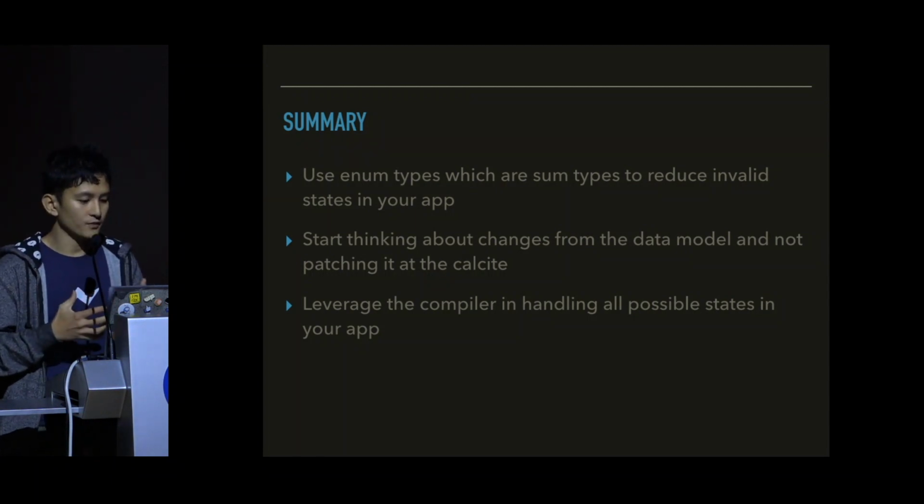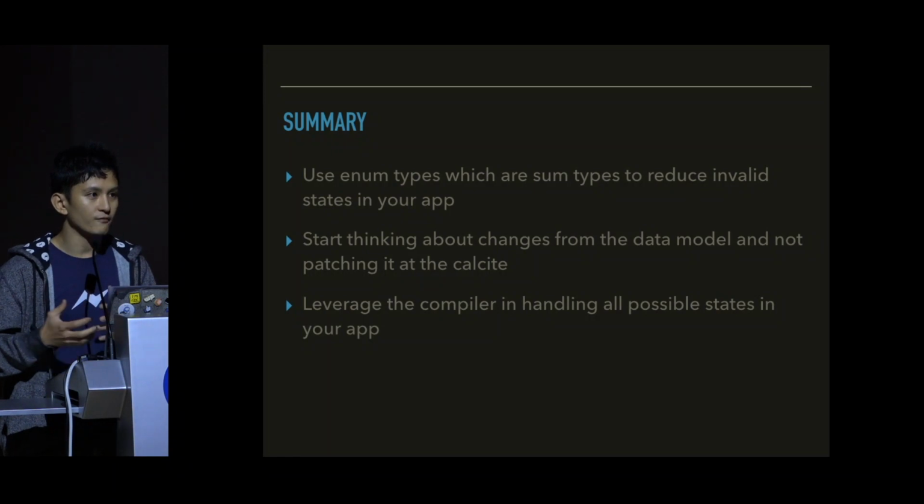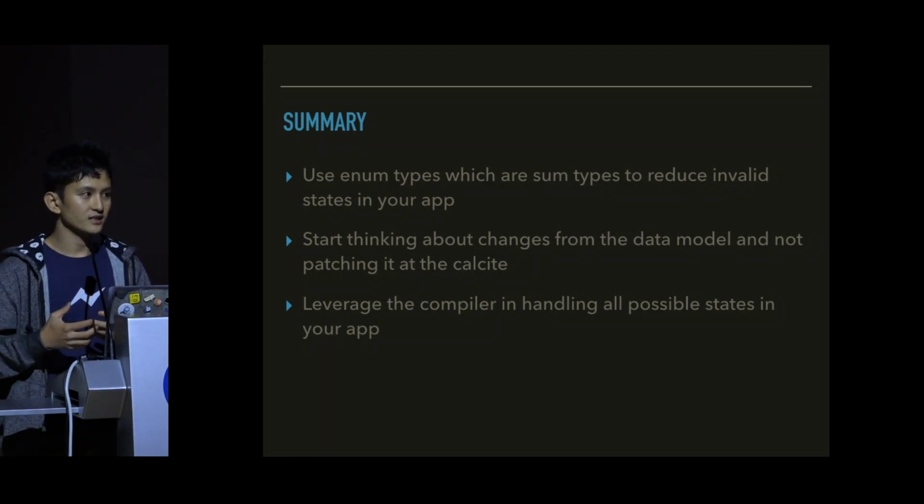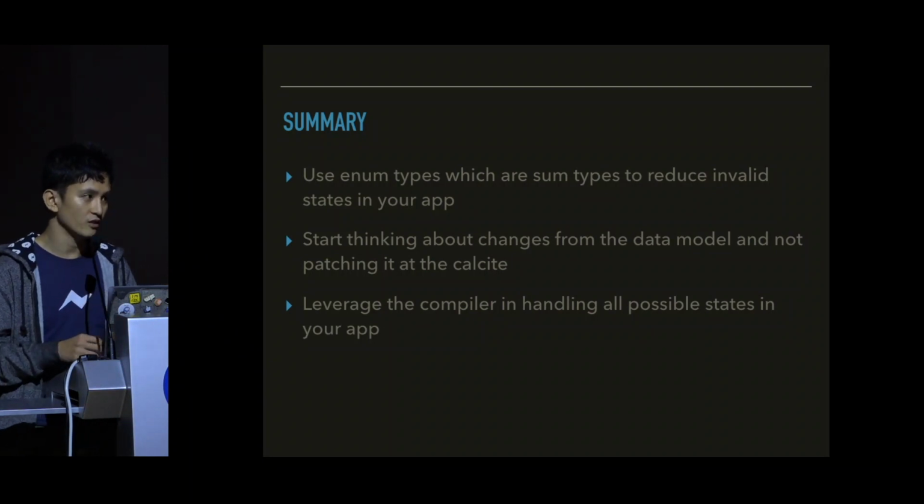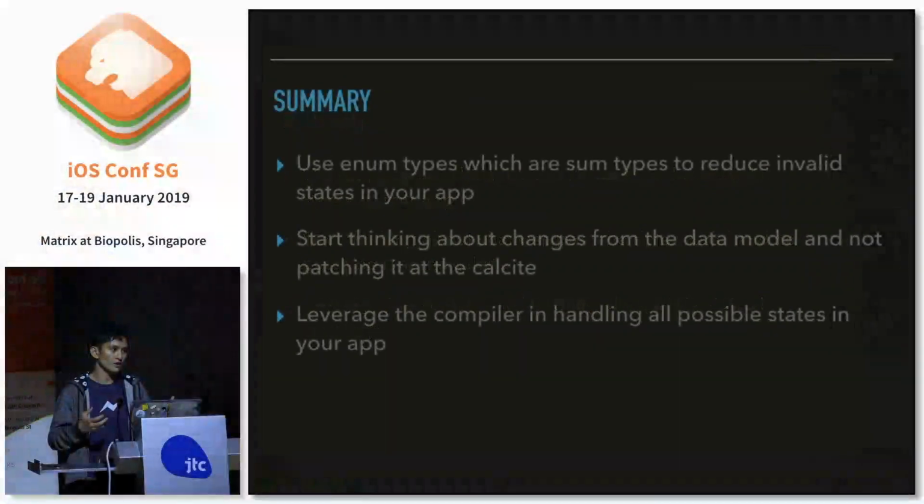Start thinking about changes from the data model and not patching it wherever you need it to be. So let's say somebody says, oh, we want puddings with sprinkles, then you have to think about how you want to do it. I could do it in code. Basically, what happens is that you got to take that enum for donut toppings, lift it out, genericize it, and apply it also to the dessert type, right? So to make it more generic. But you have to approach it from the data model side instead of trying to patch it on the view side. And leverage the compiler in handling all possible states in the app.